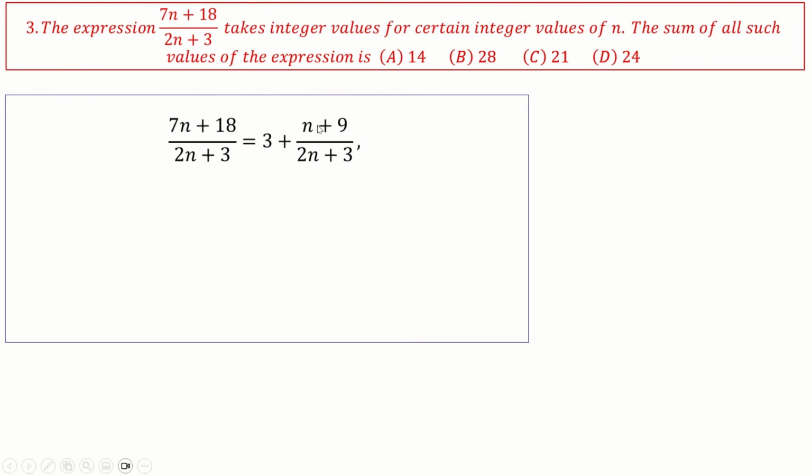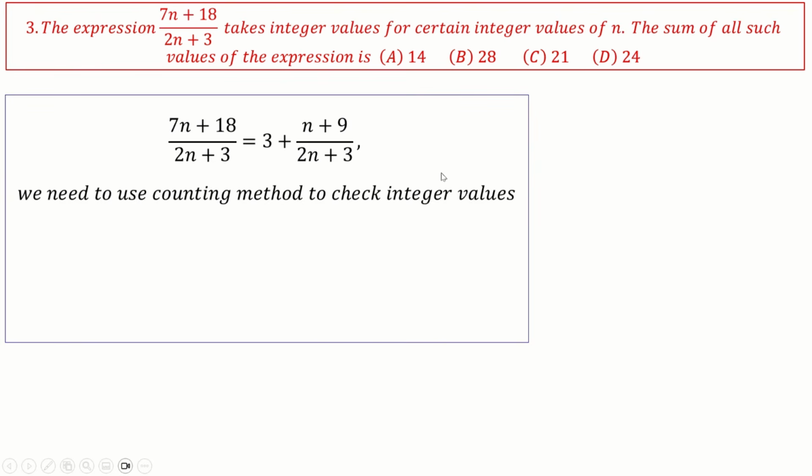Here, when the numerator and denominator have n and 2n, obviously at some n value the denominator will increase more than the numerator. So at that time I can stop it. I don't require more because it won't give me any more integral values after some certain values. So let's check the values. This is a simple counting method.